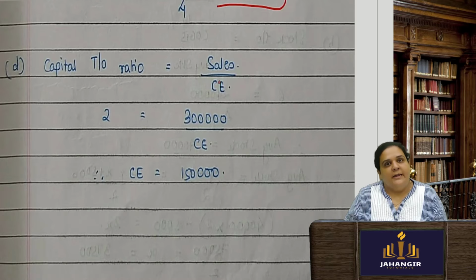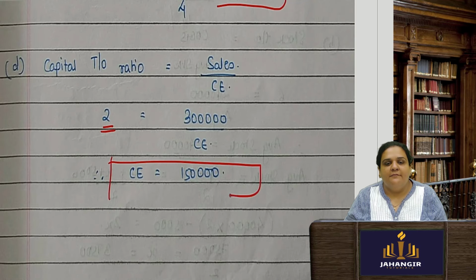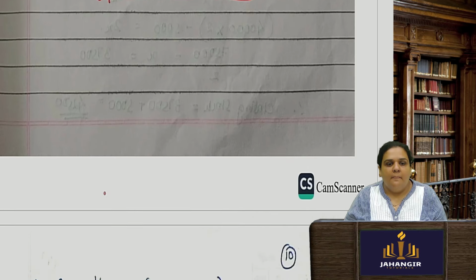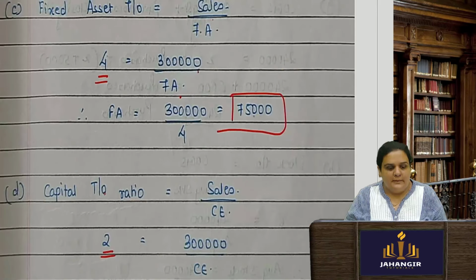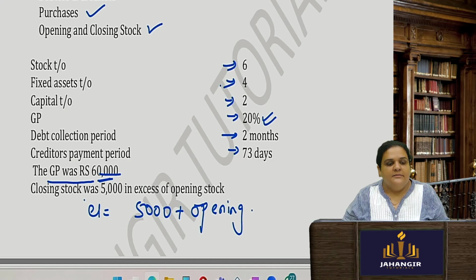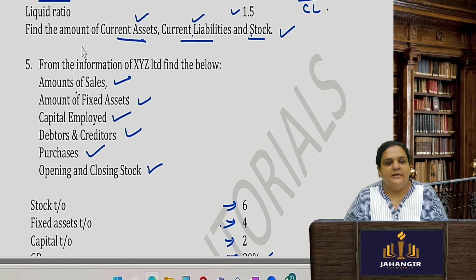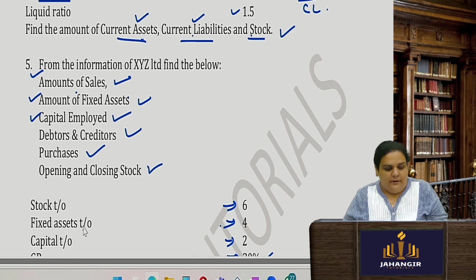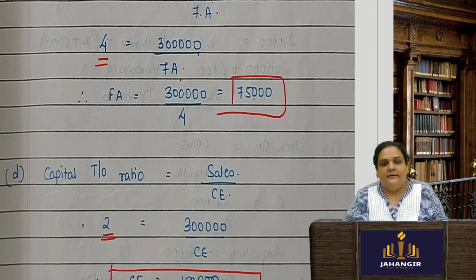Capital turnover. I have my turnover, sales. Ratio also they have given me 2. So with that capital employed will be 1,50,000. Okay. So basically I am done with finding sales amount. The moment I got my sales amount, I got my fixed asset also and I got my capital employed also.